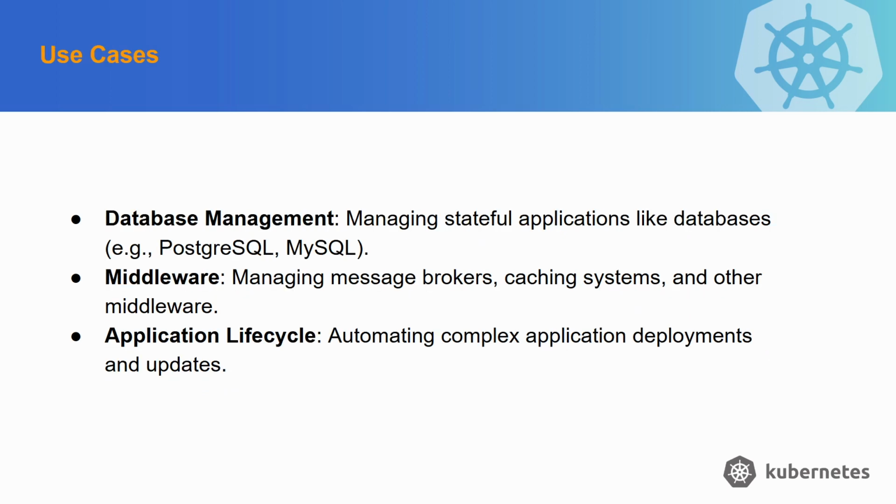Use cases. Database management, managing stateful applications: Postgres, MySQL, Kafka, Cassandra, whatever. As middleware, managing message brokers, caching systems like Redis, etc. Any other middleware. An ingress controller is actually the same as an operator. It just takes the custom resource, generates the ingress rules, and you can reach your service. And then it's easy to do the application lifecycle with operators, because it's software at the end, and you upgrade it in a similar way to software.